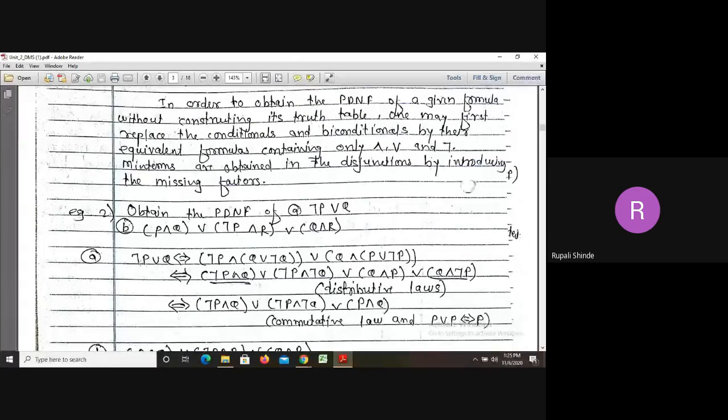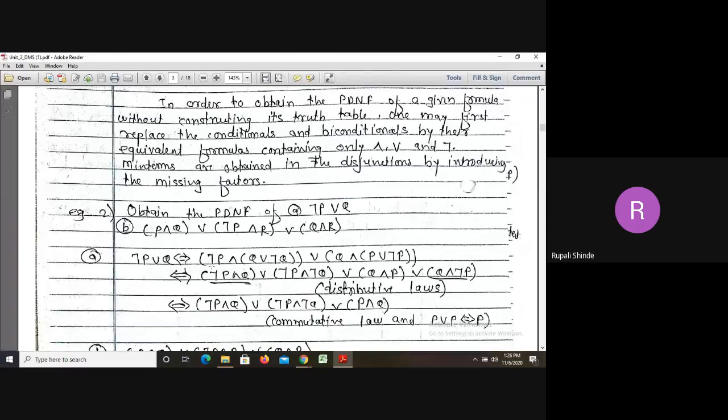Now for this negation P, which term is missing? Q is missing. So we have to add it explicitly: negation P and (Q or negation Q). So this is the missing term we have added. Now the second term is Q, and for this second term again the missing term is P. So how can we add it? Q and (P or negation P). Now we have just added the missing terms.